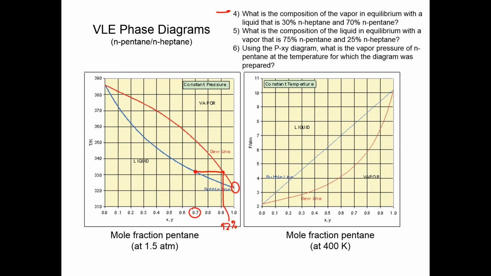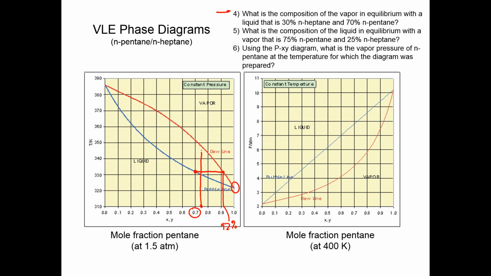Okay, let's see. Now we're going to get on to what is the composition of the liquid in equilibrium with a vapor that's 75% N-pentane and 25% N-heptane. Okay, so let's look at this now. We have 75%. Okay, so I'm going to come right here. 75% N-pentane. What is the composition of the liquid in equilibrium with this vapor?